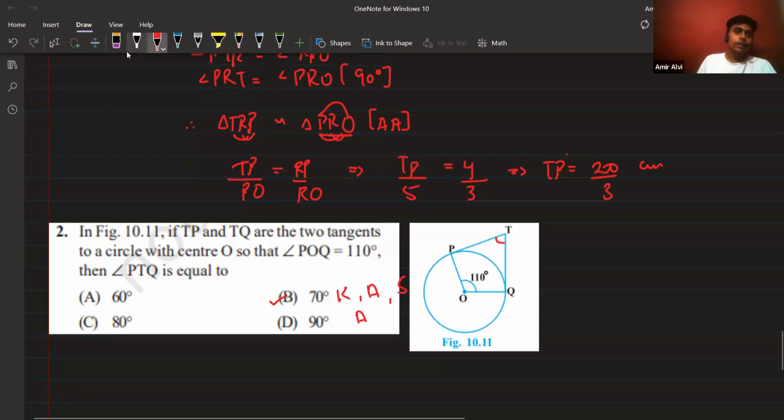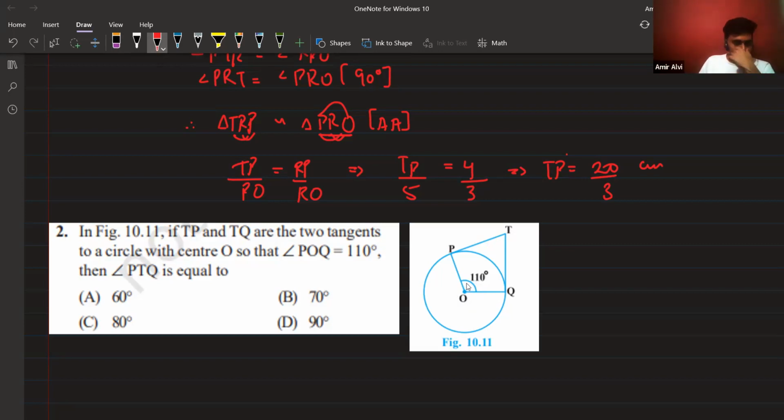Very good. So now tell me which property you have used. The angle sum property: angle B plus angle Q is equal to 90 degrees, and angle O plus angle P plus angle Q plus angle T is equal to 360. We add all together, then subtract it. Okay, that's all good.